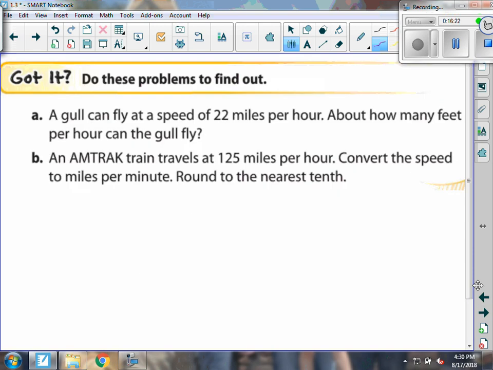Okay, I want you to copy these down. A gull can fly at a speed of 22 miles per hour. How many feet per hour can the gull fly? An Amtrak train travels at 125 miles per hour. Convert the speed to miles per minute. Round to the nearest tenth. Okay, so pause this so you have enough time to copy those down.